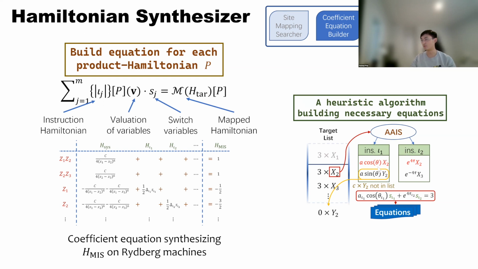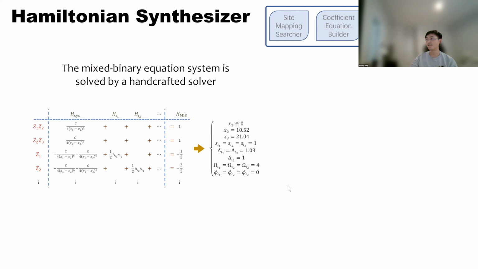For the instructions, some terms appear in the instruction but not in the target list, and we insert the product Hamiltonian into the list for further searching. In this way, we can enumerate all the necessary equations to synthesize the Hamiltonian in this compilation process. We then send it to a mixed binary equation system, since the switch variables representing whether an instruction is selected or activated are binary variables.